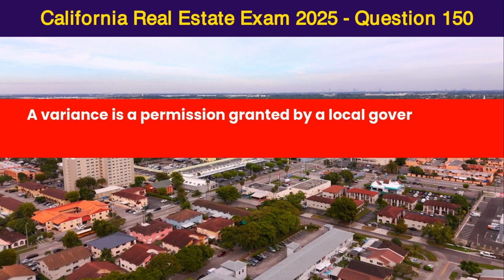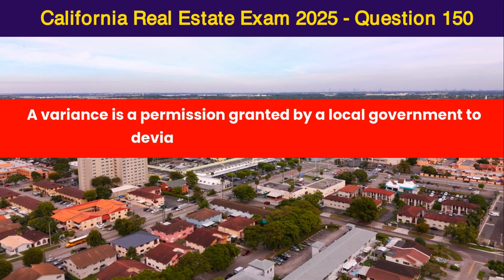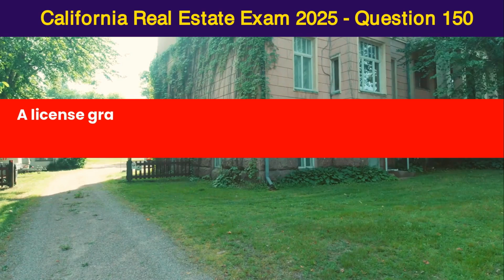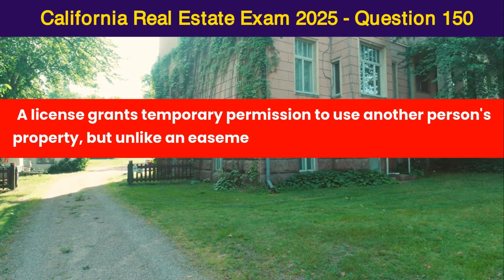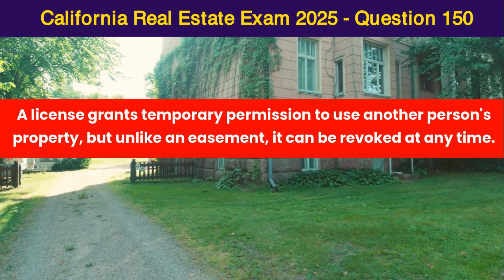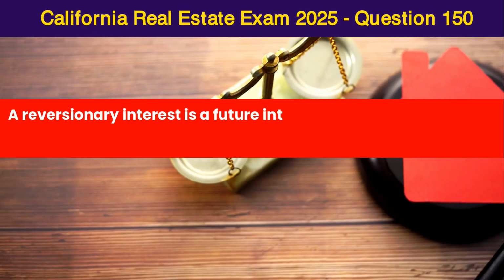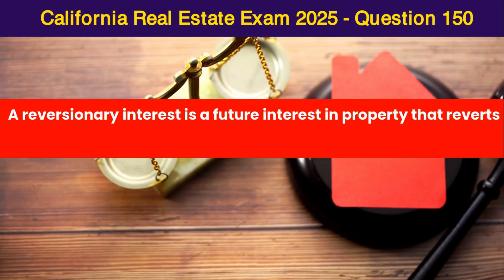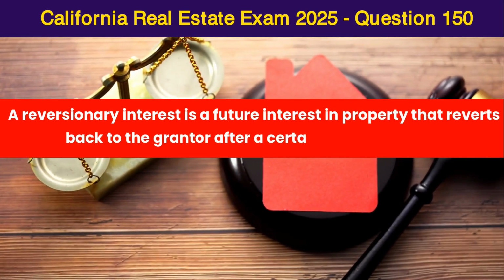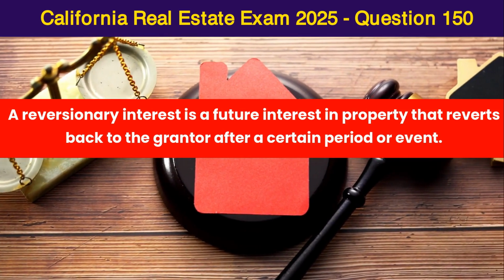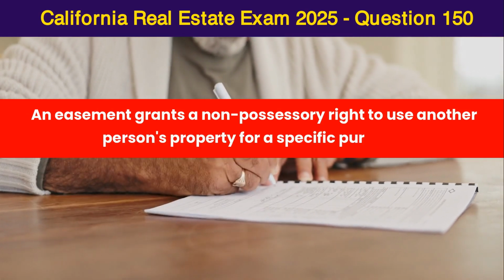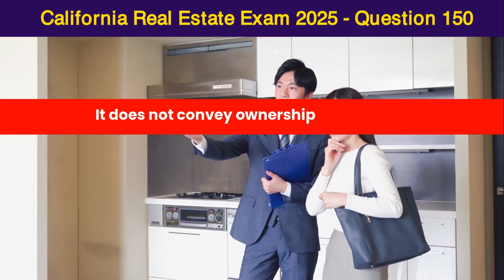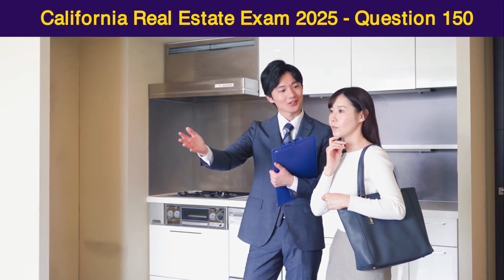Easement. A variance is a permission granted by a local government to deviate from zoning regulations. A license grants temporary permission to use another person's property, but unlike an easement, it can be revoked at any time. A reversionary interest is a future interest in property that reverts back to the grantor after a certain period or event. An easement grants a non-possessory right to use another person's property for a specific purpose. It does not convey ownership or an estate.